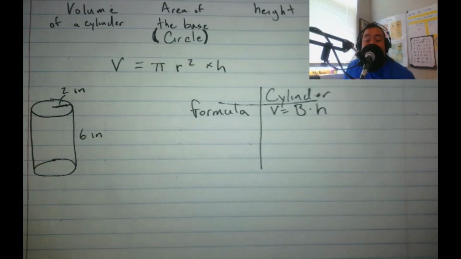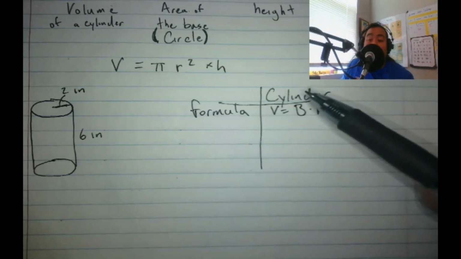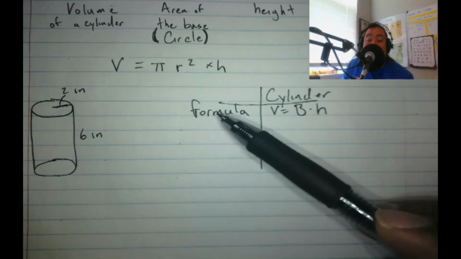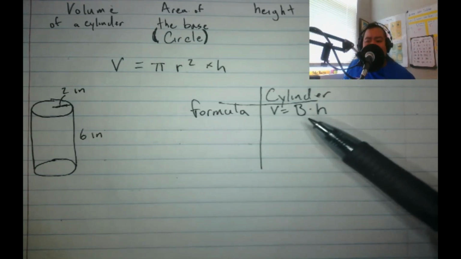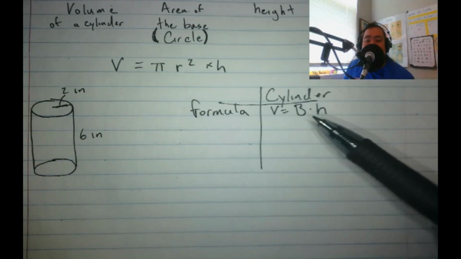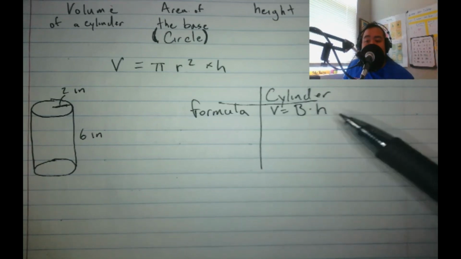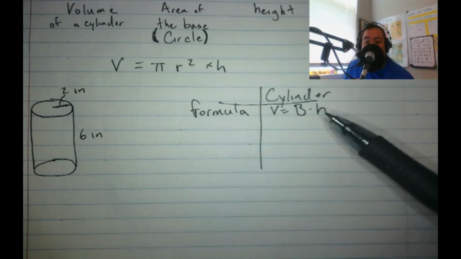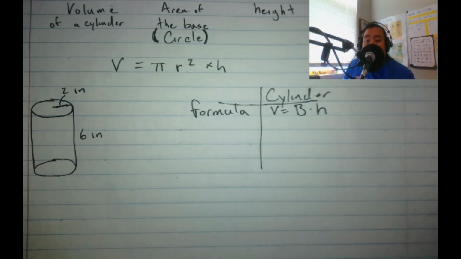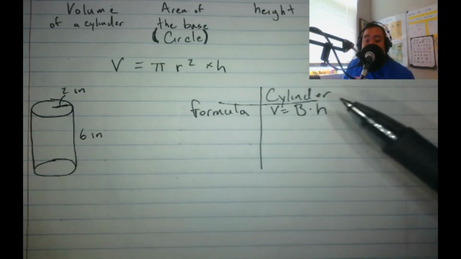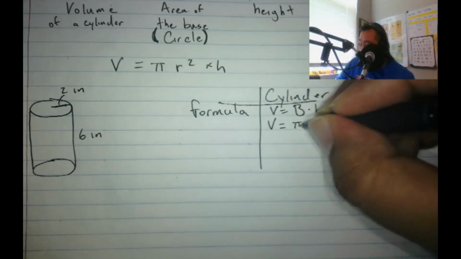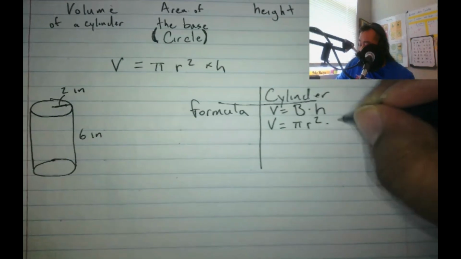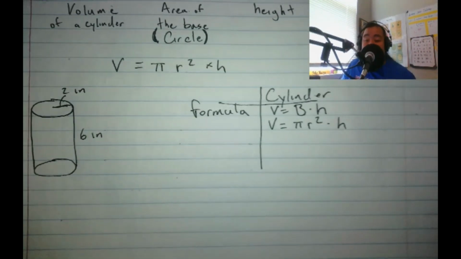Alright, so right here I set up my table. I'm solving for a cylinder. First step is to write down my formula. Remember that whenever we're working with prisms and cylinders, they have the same basic formula: V equals the area of the base, our big B, times the height, that distance between our faces. In our formula for the cylinder, the way we rewrite that formula is volume equals pi r squared times the height. This is a new formula that we use for cylinders.